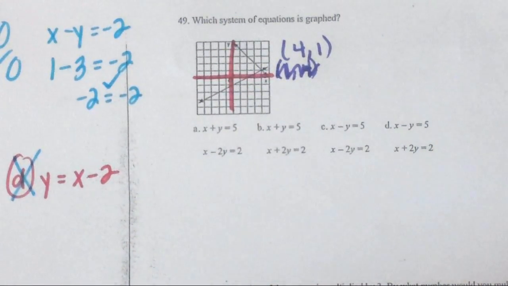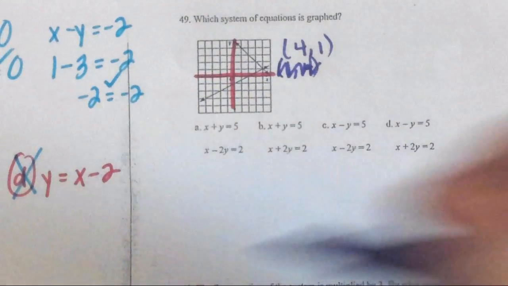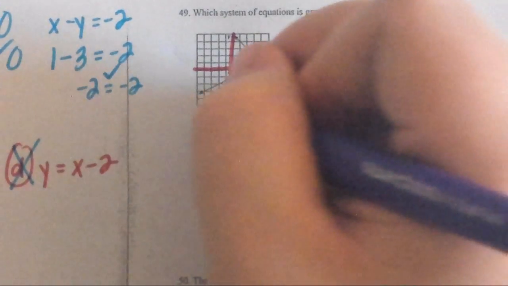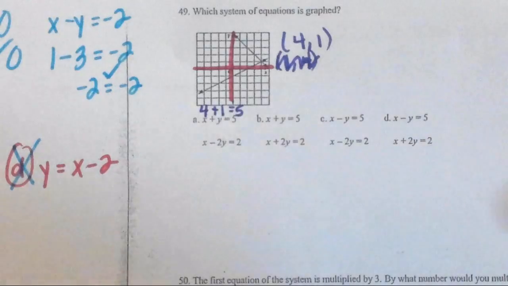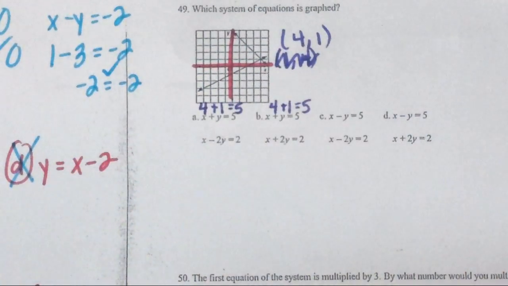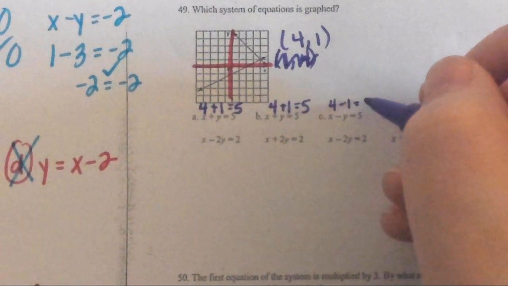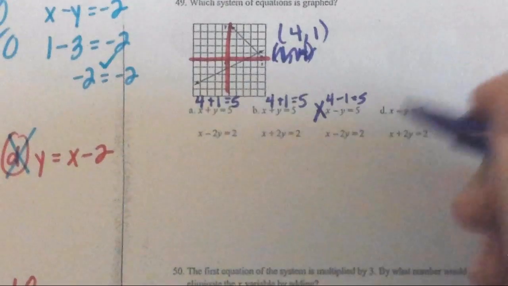So I know those two lines cross there, so if you want to put them in y equals mx plus b and do it the way we did 47, you can. But seriously, it would just be way faster to plug in 4, 1 into our answer choices and see which one works. If I plug in 4, 1, 4 plus 1 really is 5. So A and B, their top equations, both seem legit. But as for C and D, 4 minus 1, well, that's 3, and 3 is not equal to 5, so C is out. Same for D.